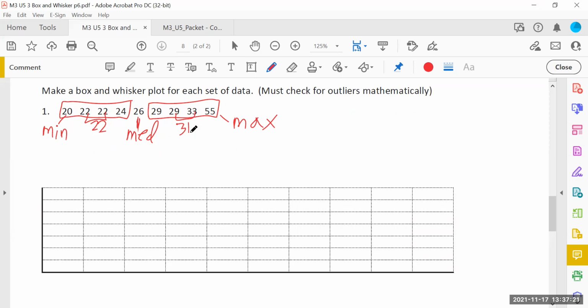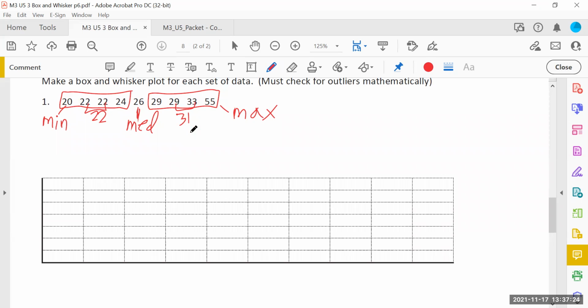Now, I'm going to go ahead and draw this in on my axes, on my little graph here, and then I'm going to check for outliers. So these points, I'm going from 22 to 55. So let's try, I think I can do fives. 15, 20, 25, 30, 35, 40, 45, 50, 55, 60, and that covers everything that we need.